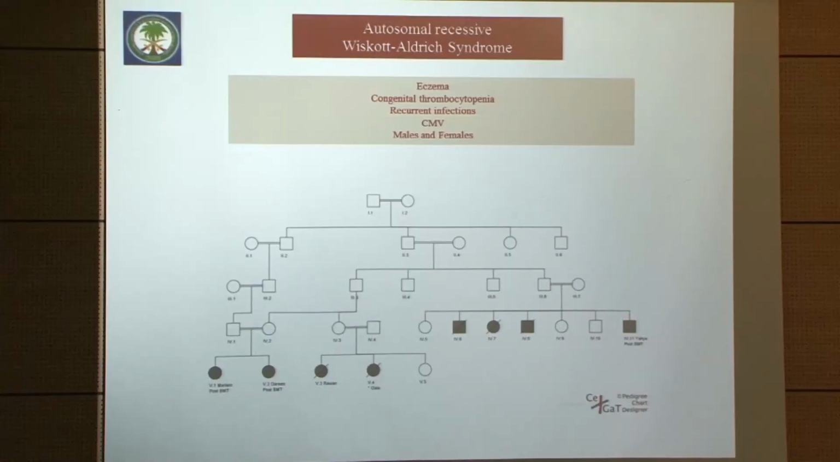This is a patient we always talk about in our hospital, and Dr. Rand has an abstract, but as you see, this is a big family. They have affected boys and girls, and clinically they had eczema, congenital thrombocytopenia, recurrent infection, CMV. So you have T cell dysfunction and thrombocytopenia and eczema, but these boys and girls are affected. So phenotypically, Wiskott-Aldrich syndrome, which is X-linked, but in this family it is autosomal recessive.